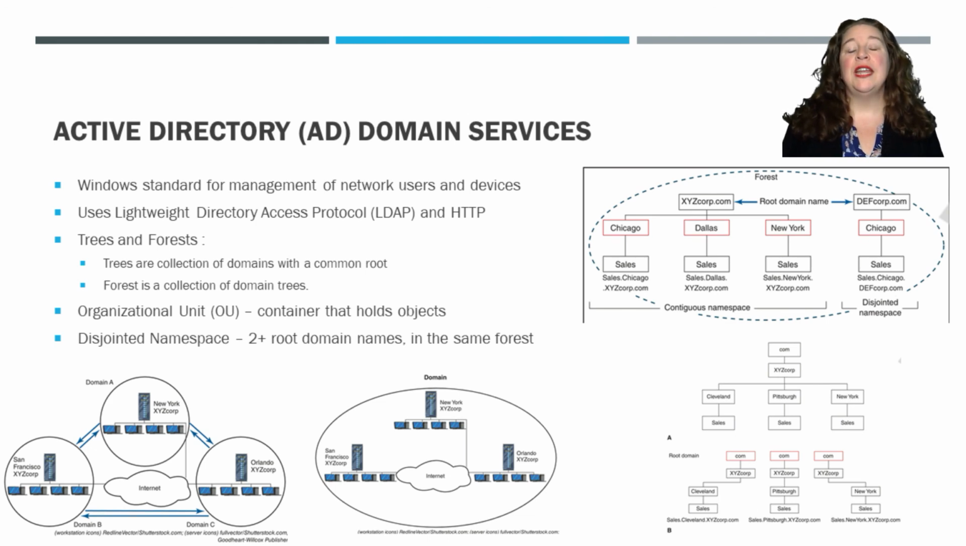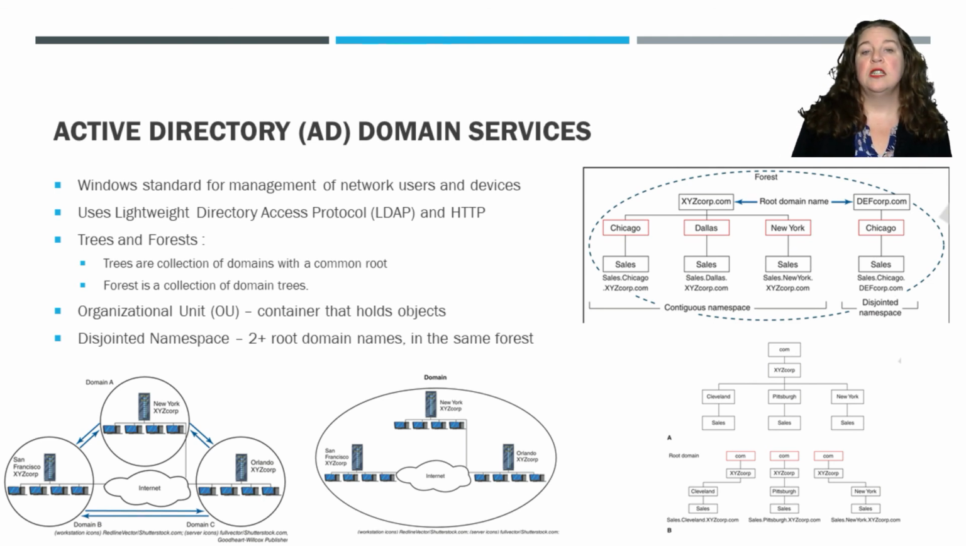Okay. You can have what we call a disjointed namespace, non-contiguous, which is where a secondary root domain exists in the same forest. Remember, forest means they share the same Active Directory database. So you can create a forest that has two separate root domains. Does that make sense? Okay.